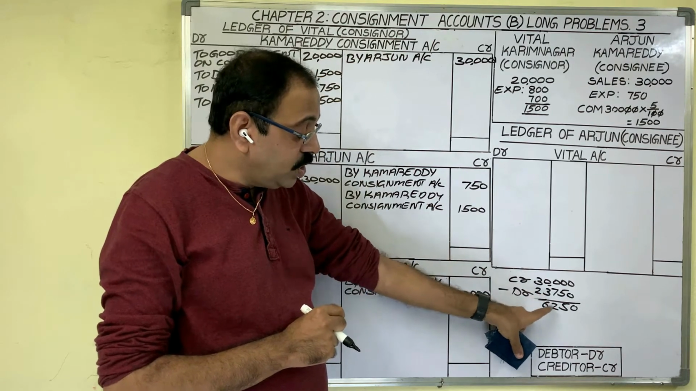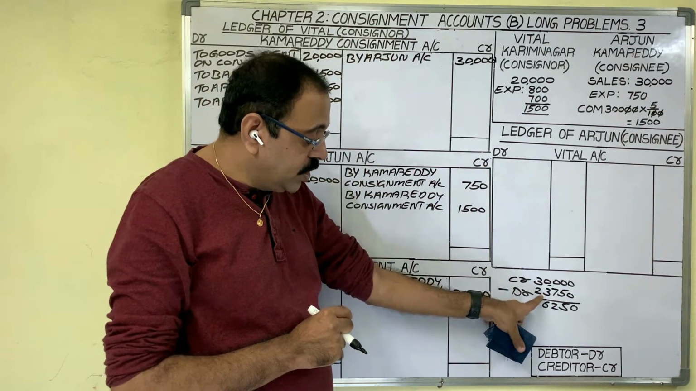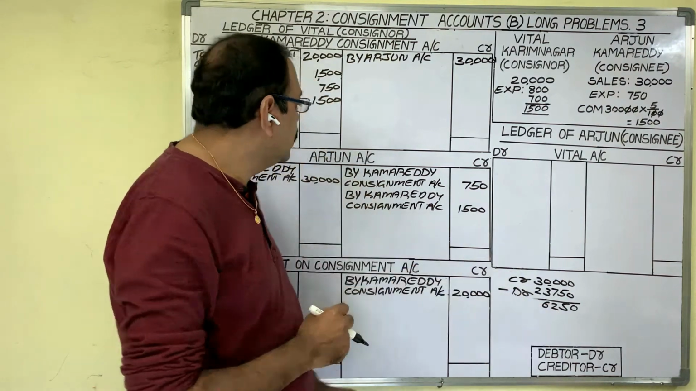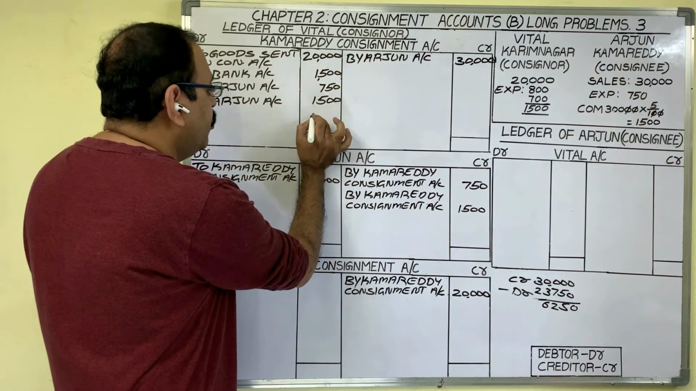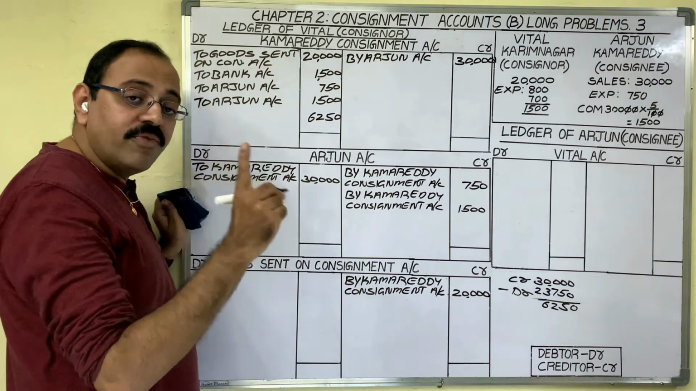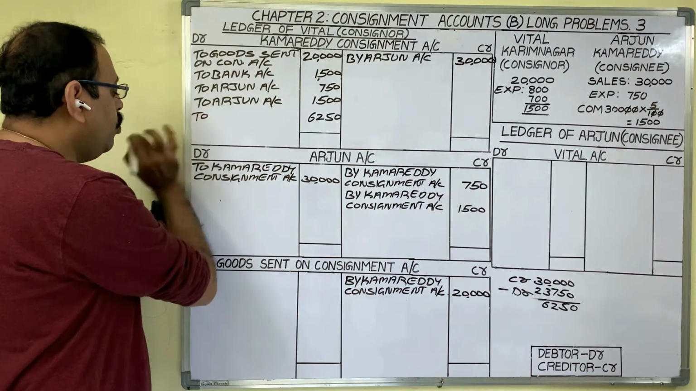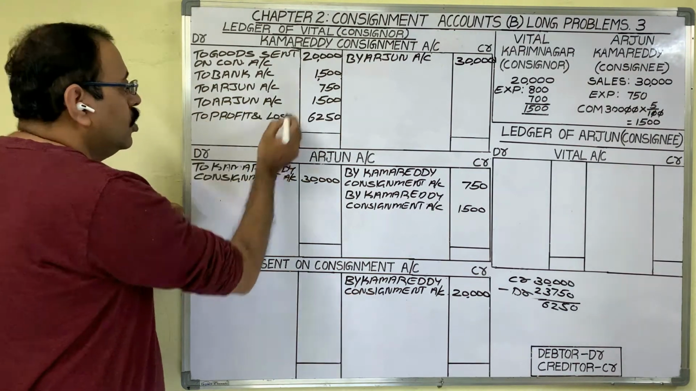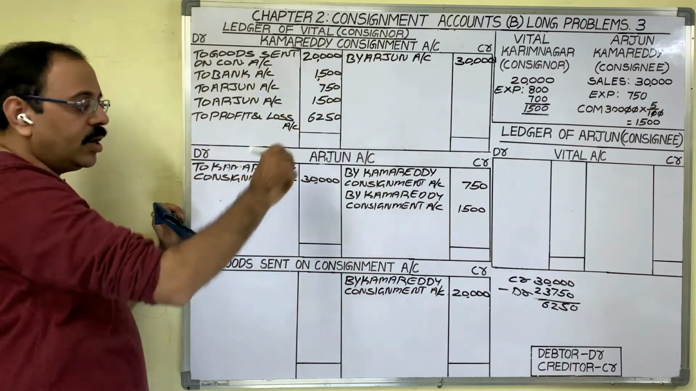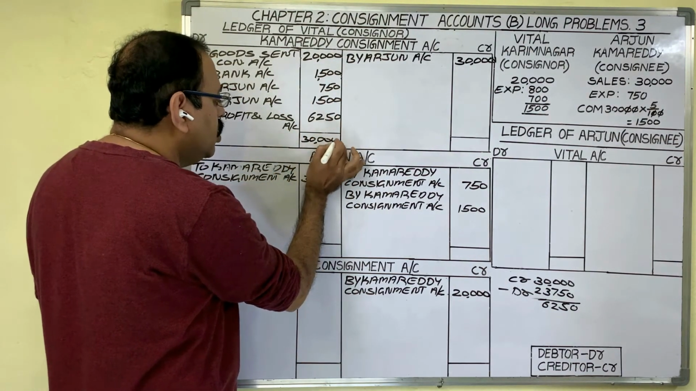Which side we should show this amount in consignment account? Debit side total is less, so debit side we have to show this 6,250. This profit we should transfer to profit and loss account. Therefore, here you have to write to profit and loss account. Put the totals and close the account. Two sides totals are 30,000 rupees.